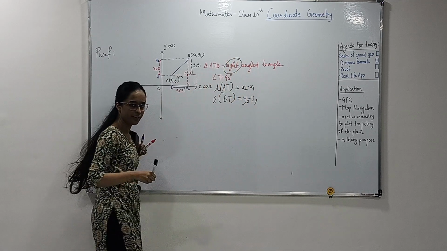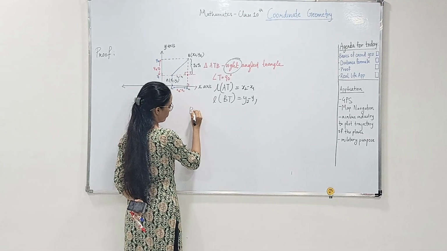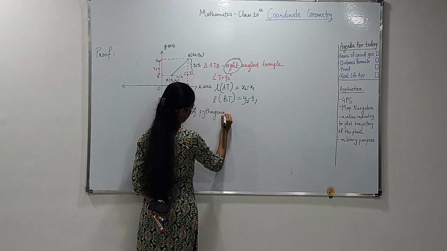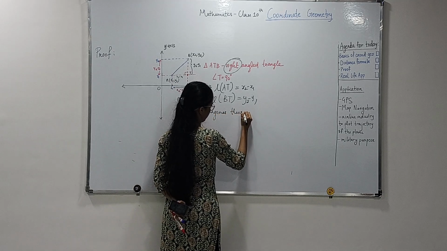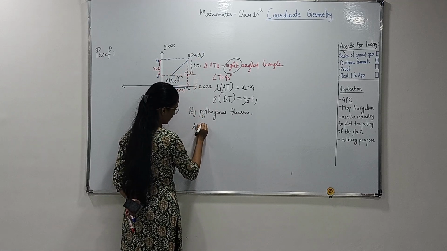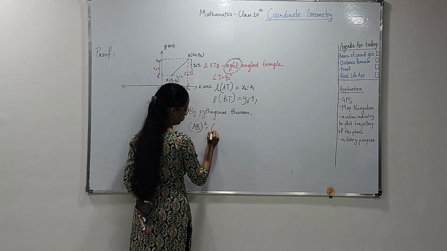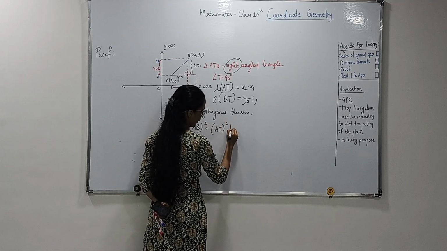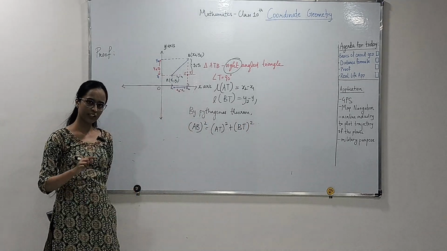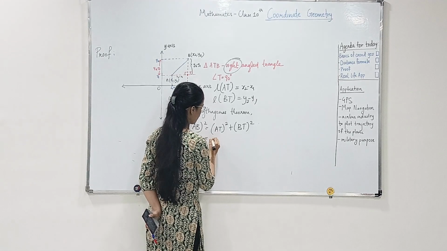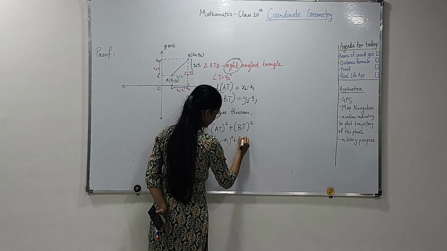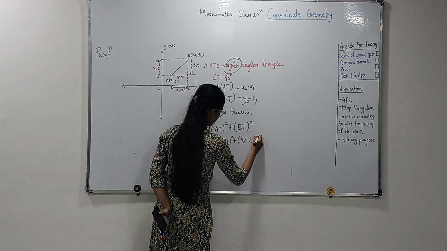Since it is a right angle triangle, by Pythagoras theorem, the hypotenuse square, that is AB square, equals AT square plus BT square. Now, since we know the lengths of AT and BT, we can substitute them: x2 minus x1 the whole square plus y2 minus y1 the whole square.